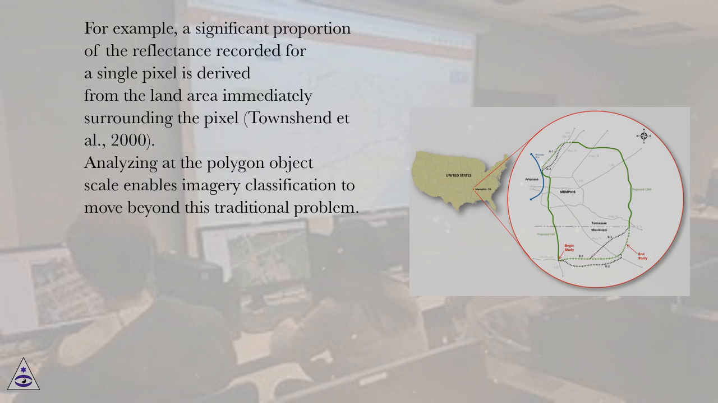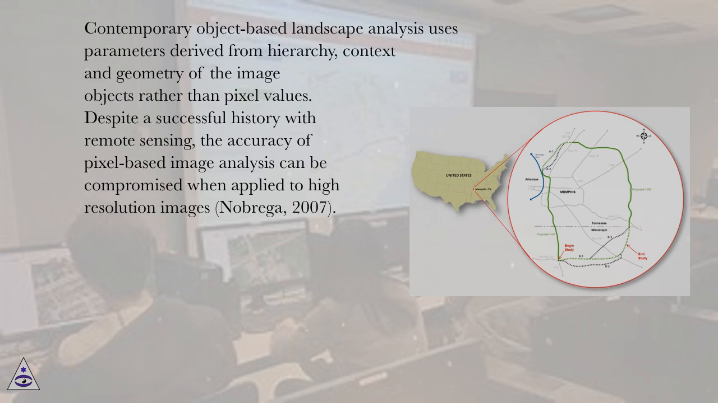For example, a significant proportion of the reflectance recorded for a single pixel is derived from the land area immediately surrounding the pixel, Townsend et al., 2000. Analyzing at the polygon object scale enables imagery classification to move beyond this traditional problem. Contemporary object-based landscape analysis uses parameters derived from hierarchy, context and geometry of the image objects rather than pixel values.